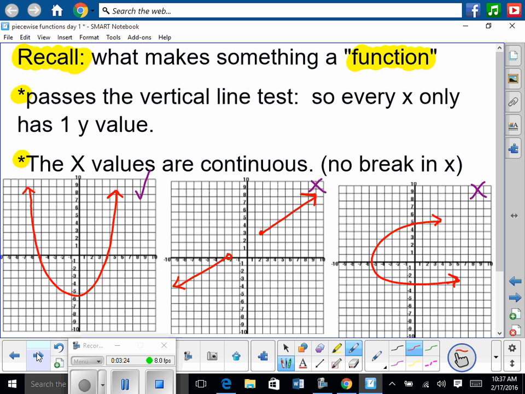So looking at the next thing, guys. If your x values are continuous, it has to be a function, meaning there's no break in your x values. So look right here. Do you see how there's a big gap in these x values? Yep. There's no function there. This is not a function.